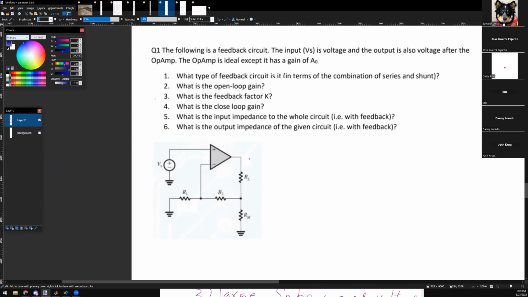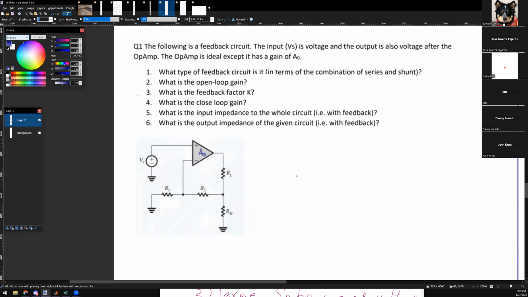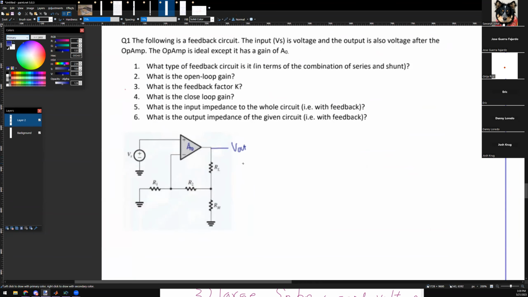Okay, so the input is VS and the output is also a voltage after the op amp. The op amp is ideal except it has a gain of A naught. And where's the output? Is this V out? Yeah, I assume so. That is the question, because you can't assume where feedback begins unless you know where the output is. It should be there technically.